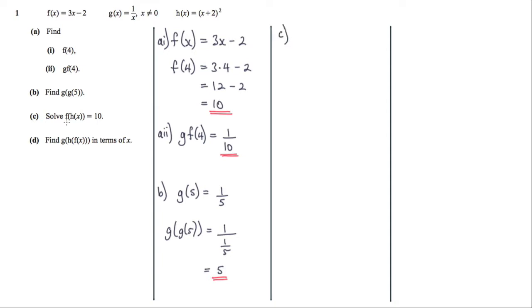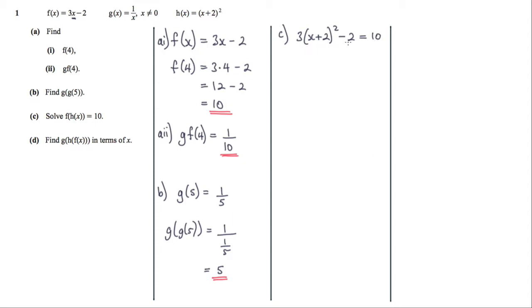Part C, we have to solve f of h of x being equal to 10. Well, f of h of x. So we're going to take this h of x and pop it into this function here. So x plus 2 squared, we're taking this and popping it in wherever we see this x term here. So we're going to get 3, we're replacing the x here by the x plus 2 squared. So x plus 2 squared. And then we've got this minus 2 here. And we know that that is equal to 10.